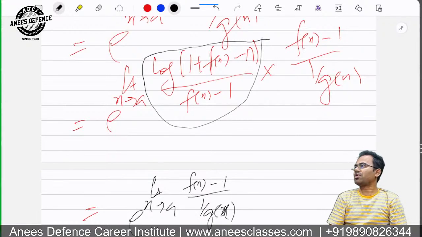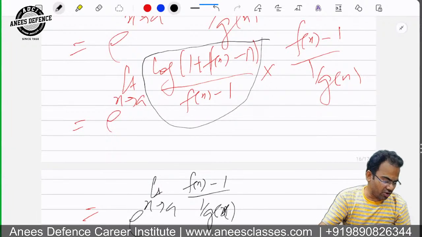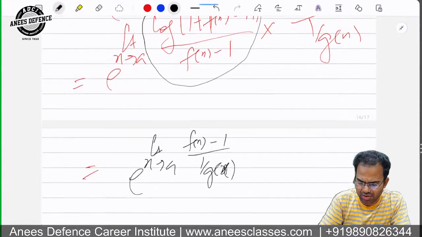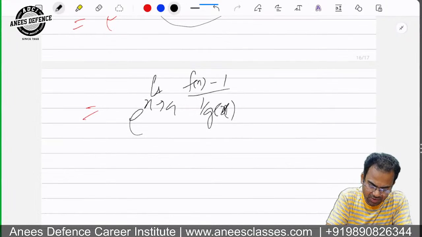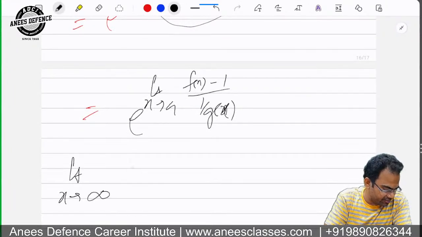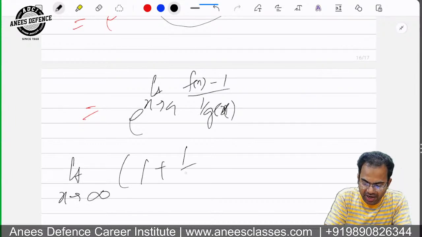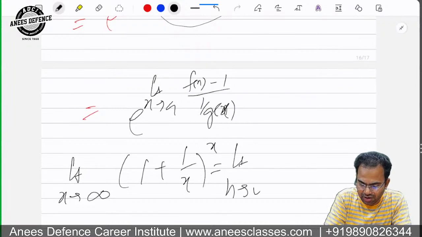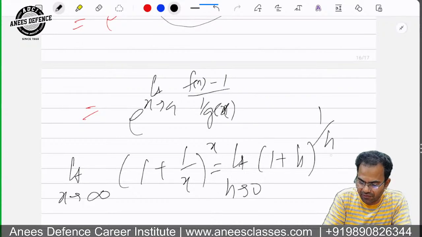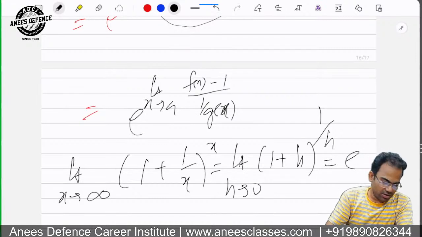We'll solve this. I'm giving you one short formula. Limit x tends to infinity of 1 plus 1 upon x, whole to the power x, or limit h tends to 0 of 1 plus h, whole to the power 1 by h. You will find it is e.